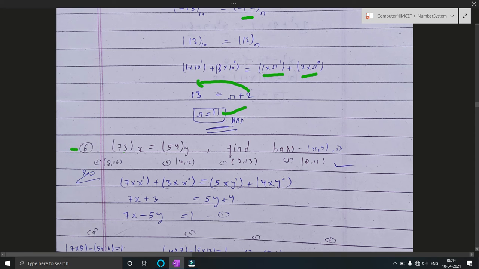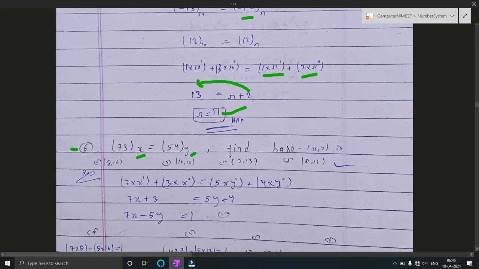Question number 6: 73 in base x equals 54 in base y. This equation is given. Find its base, that is, find x comma y. We need to know the value of x comma y in both bases. We don't know the bases. So the base of the LHS is x and the base of the RHS is y. First convert both into decimal form.